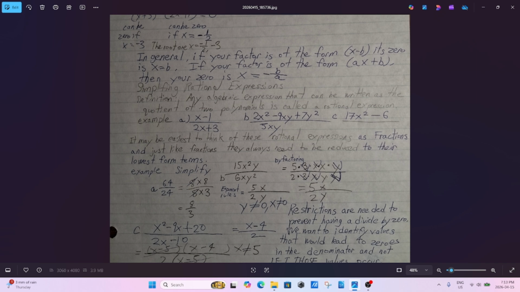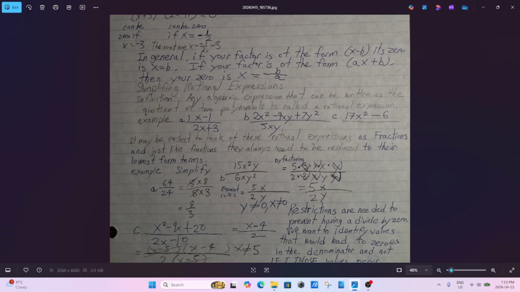15 is just 5 times 3 and 6 is just 2 times 3. And then x squared over x, so it is 2 minus 1, so you get an x on top, and then you get y to the 1 minus 2, so you get a minus 1, so that's the y at the bottom.